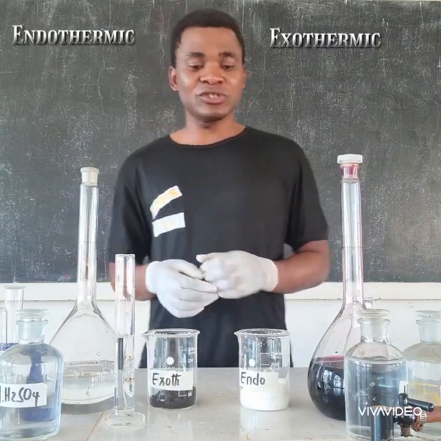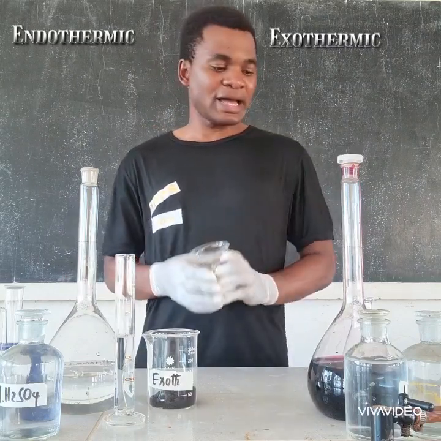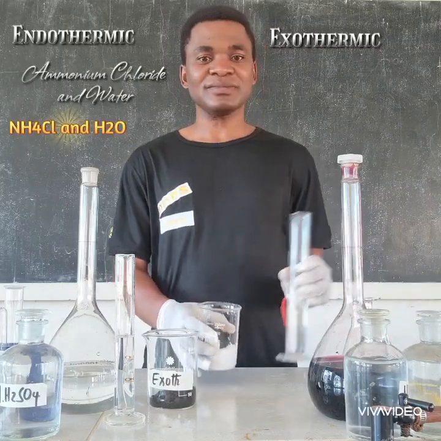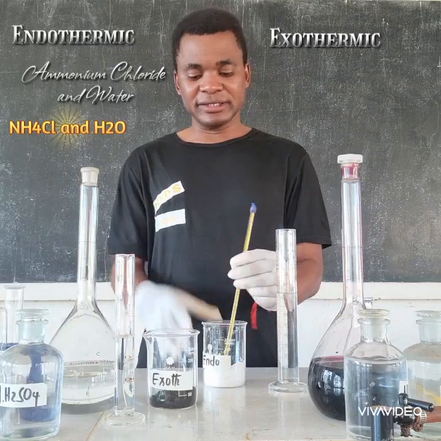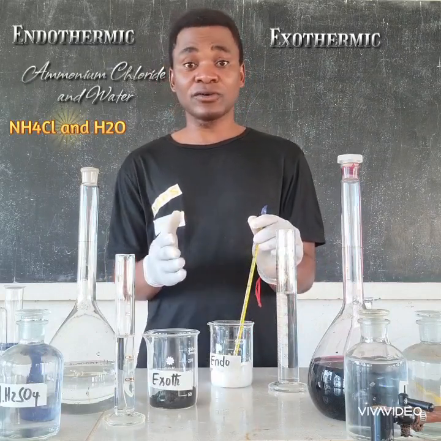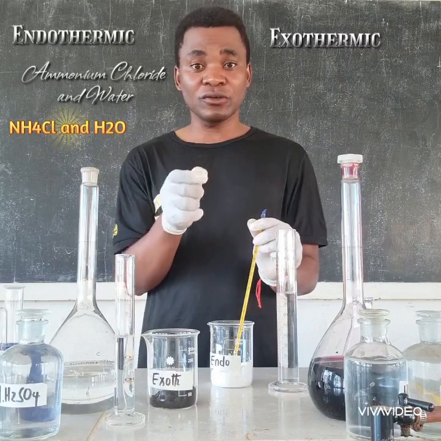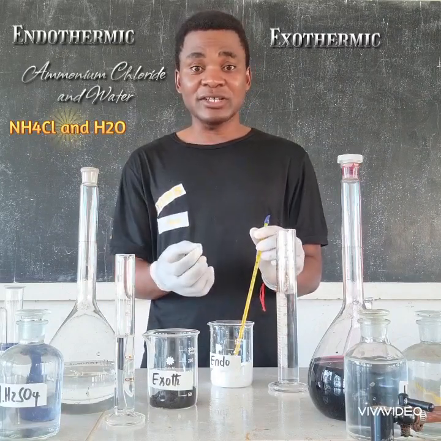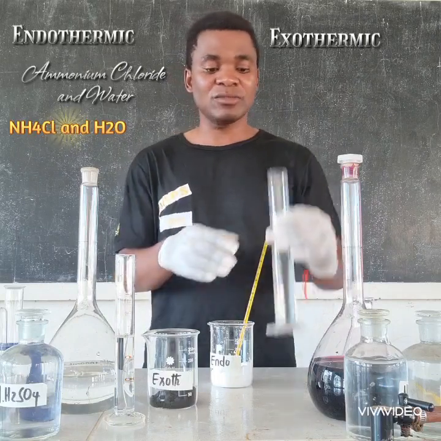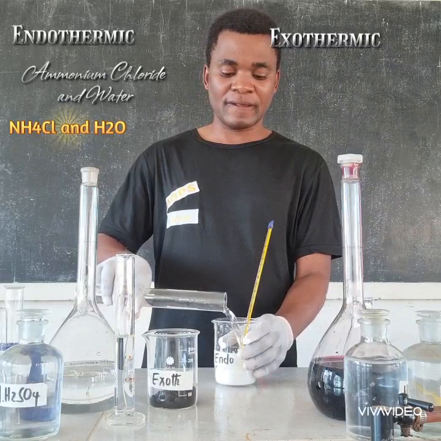In endothermic process, I'm going to use this ammonium chloride and water. So if I take the temperature now for this ammonium chloride, it is 22, which is room temperature. I'm going to show you that when I'm dissolving this solute, the heat energy will drop, because it comes from an endothermic process. So let me put water here.